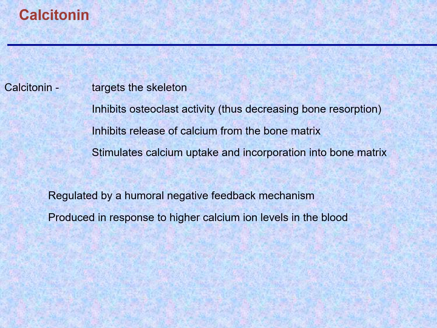It targets the skeleton. Calcitonin will target the skeleton and will inhibit osteoclast activity. I remind you, osteoclasts are found in the bones, and they eat away at the bone during bone remodeling. So there's less bone resorption, less release of calcium. It will inhibit release of calcium from that bone matrix. It also stimulates calcium uptake into bone matrix. So you have more uptake of calcium into the bone, less release of calcium from the bone, less activity of osteoclasts, and therefore less free calcium available to float around in the bloodstream.